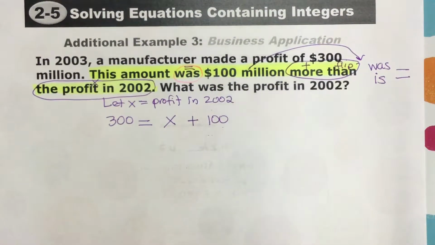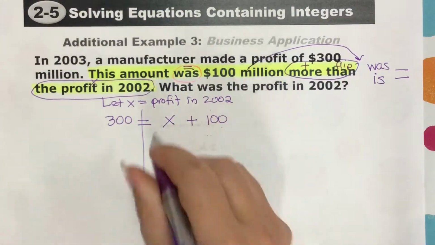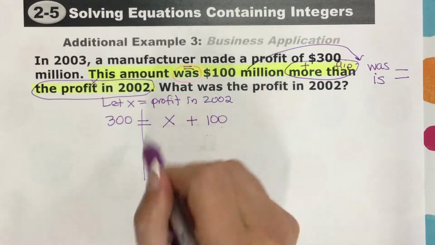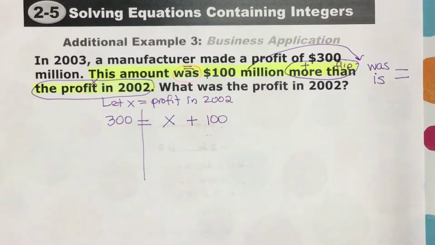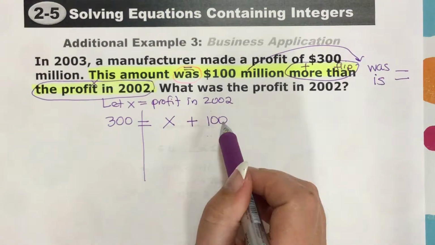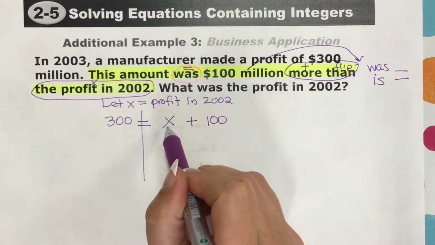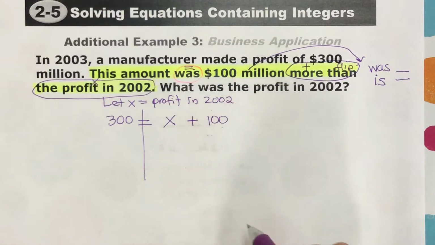Now we're just going to use our wonderful algebra knowledge that we've already been learning, and we want to figure out what x is. There are two sides of the equation. This is one side, this is the other. We ask ourselves, is x by itself? No, it's not. There is this plus 100 over here. How is 100 related to x? It's related to x through addition.